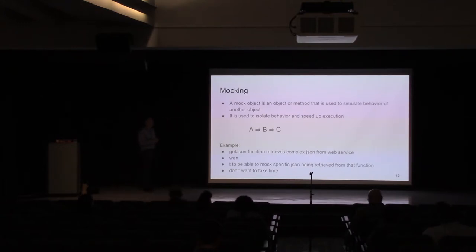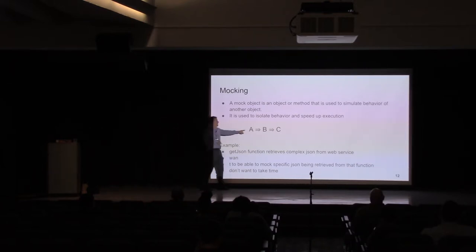So a mock object, and again, I had a hard time finding a precise definition of it, is an object, or method, I mean, a method is actually a type of object you can think of, that is used to simulate behavior of another object. And it is used usually to isolate behavior and speed up execution.